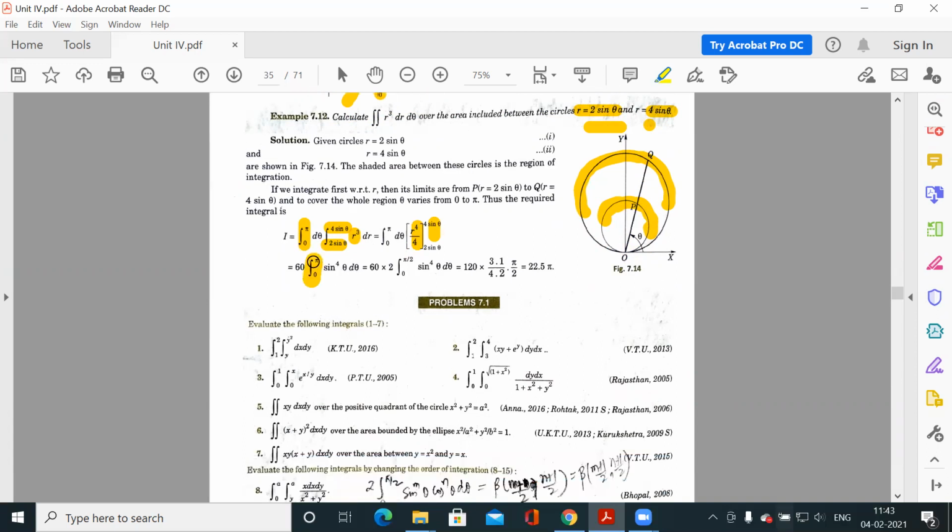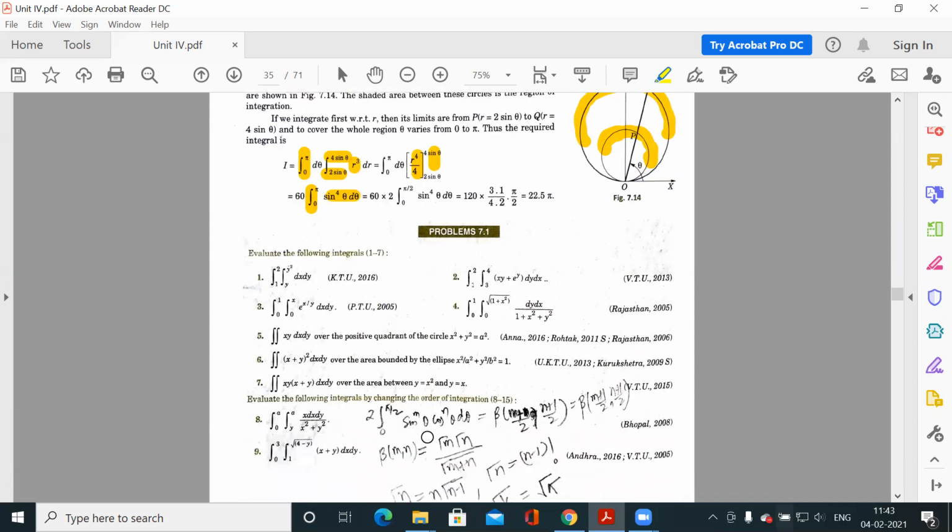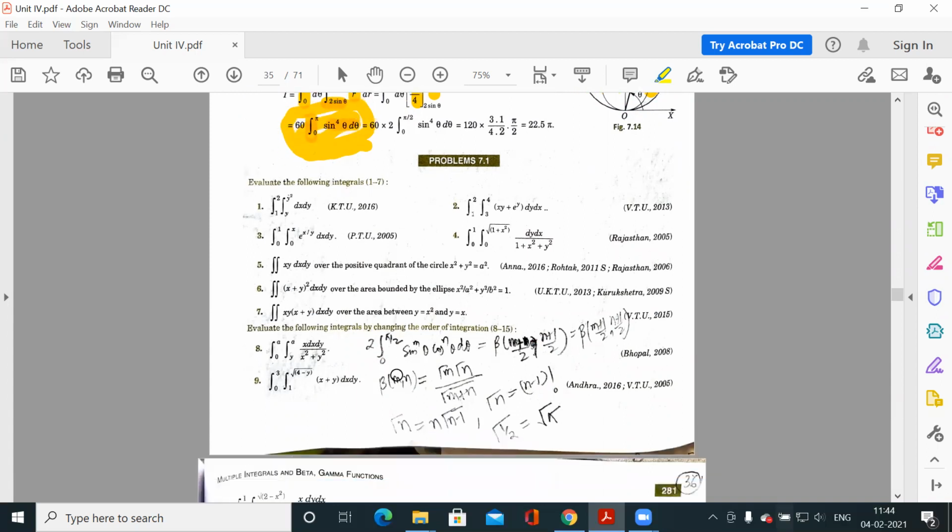Next, these are the limits of theta, and you have to integrate this. If you have not studied the beta and gamma functions, this integration is very easy to calculate using the gamma beta function. So I have written something here: 2 times the integral from 0 to pi by 2 of sine m theta cos n theta d theta. The value of this integration is beta of (m plus 1) by 2 comma (n plus 1) by 2.